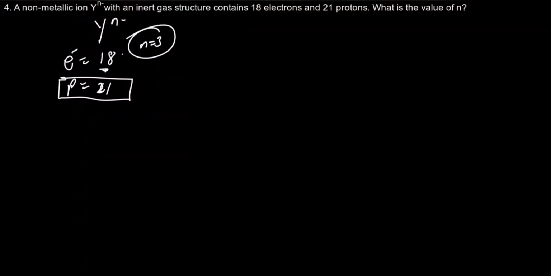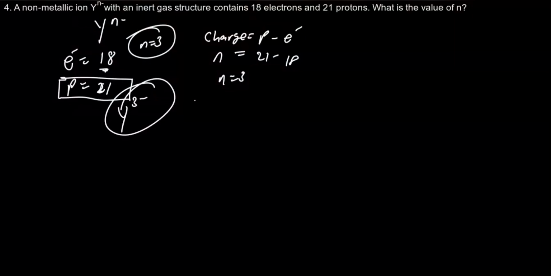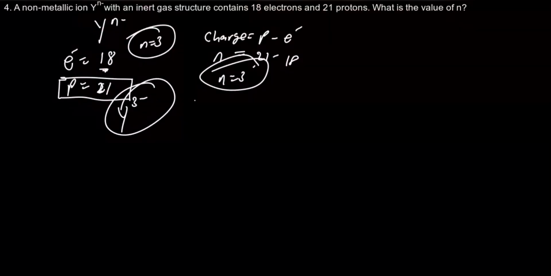Another way to understand this is this. You can use your charge to be equal to number of proton minus number of electron. And I have n to be the charge. Forget about the minus, don't worry. Equal, what is your proton? 21 minus what is your electron? 18. And that will give me 3. Then you put it there. So you have Y3 minus. So it means that it lost 3 electrons. And that is it.